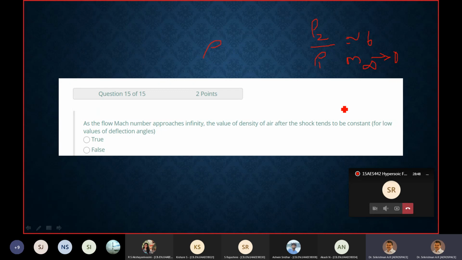Whereas the statement says the value of density of air after the shock tends to be constant, which is not correct. So this one is wrong. The statement is false, so false is the correct choice. Is that okay?